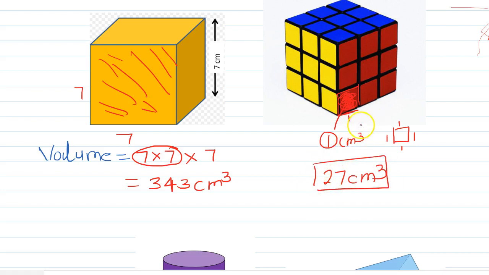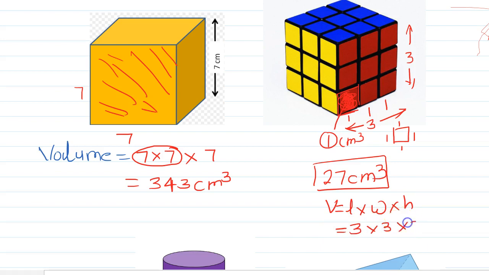But if you want to calculate using formula, so this is 1, this is 1, this is 1. So all together it is 3. Similarly, this side is also total length 3. And this side is also total length 3. So if we want to apply formula length times width times height, length is 3, width is 3, height is 3, then also it is 27 centimeter cube.